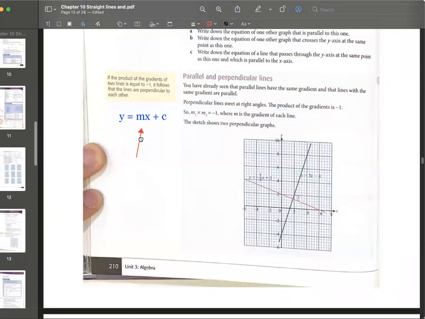Gradient means how steep your graph is. If it is positive, then you'll be going up. If it's negative, then it'll be going down. So this one here, the red color one, is a negative graph. The black color one here is a positive gradient graph.